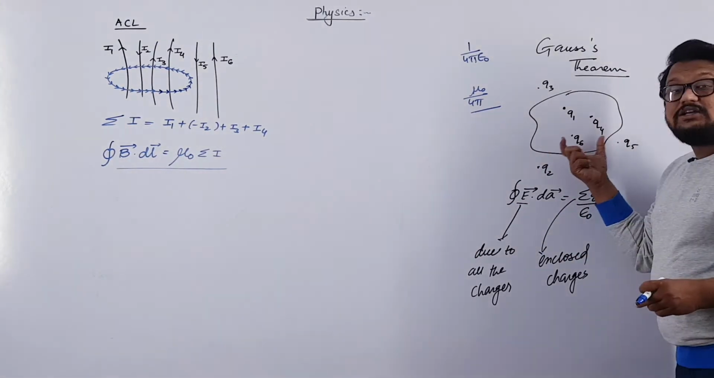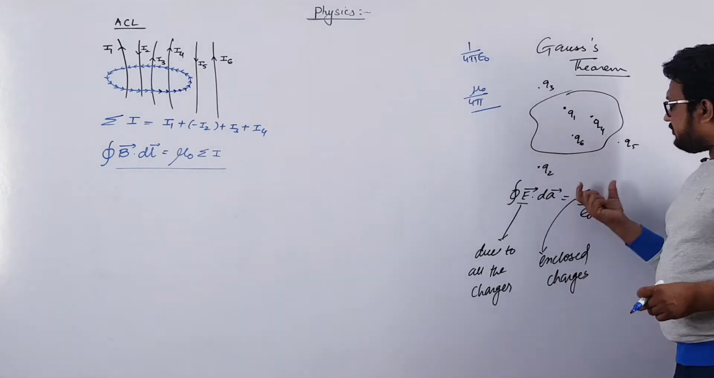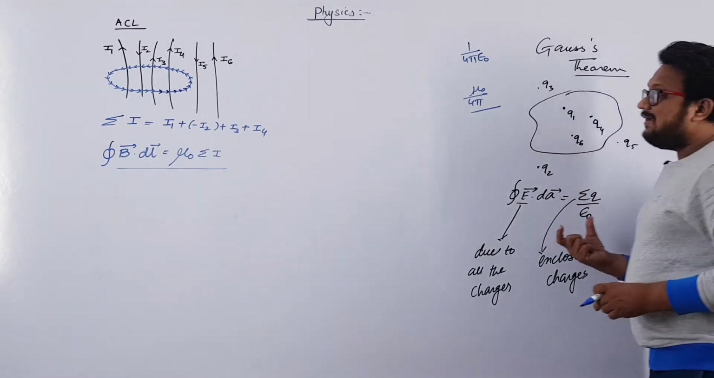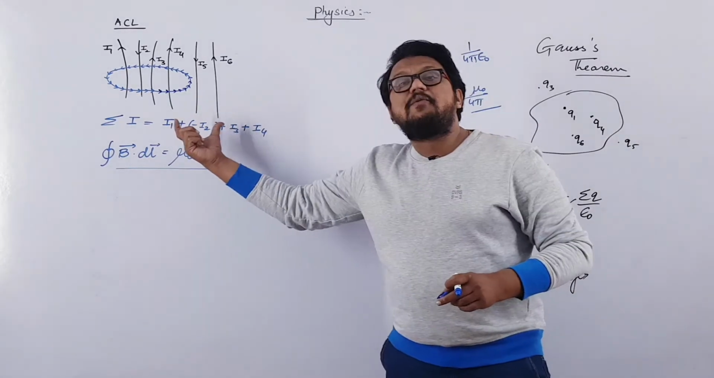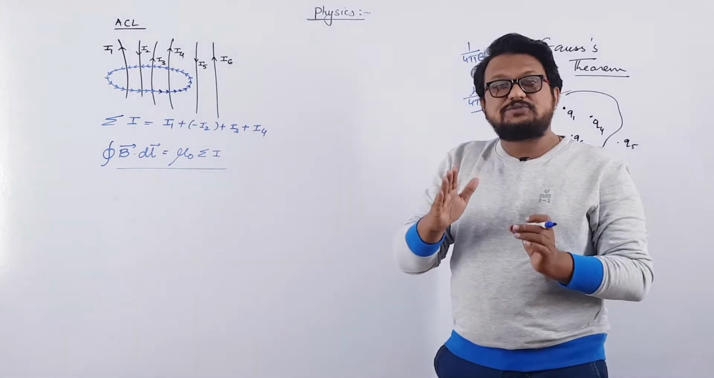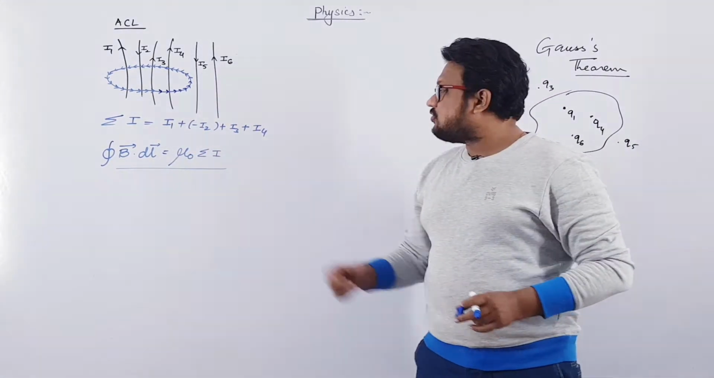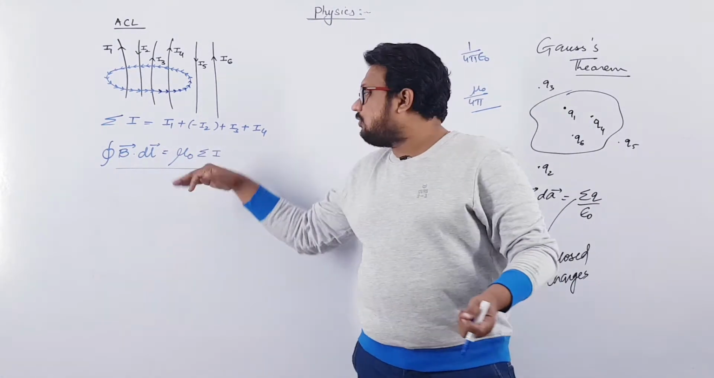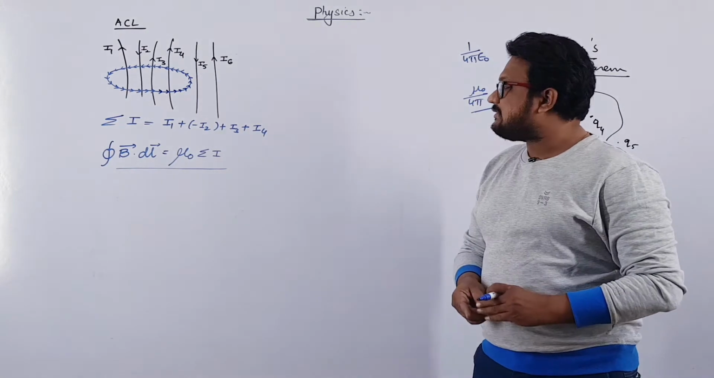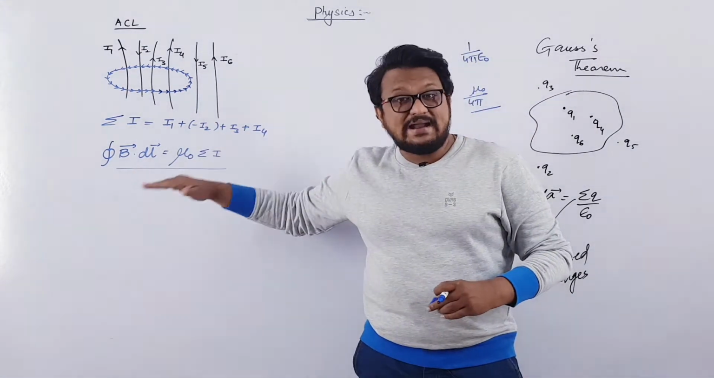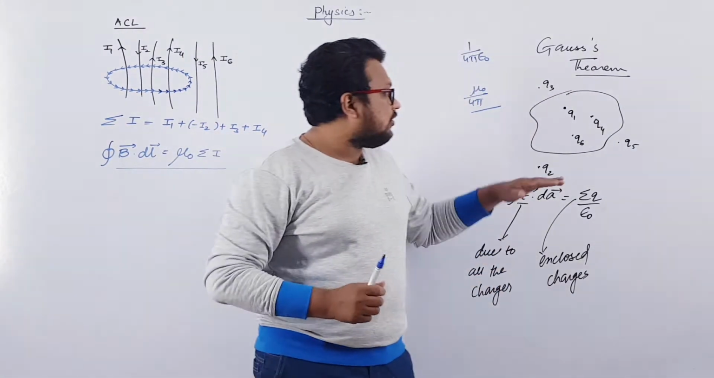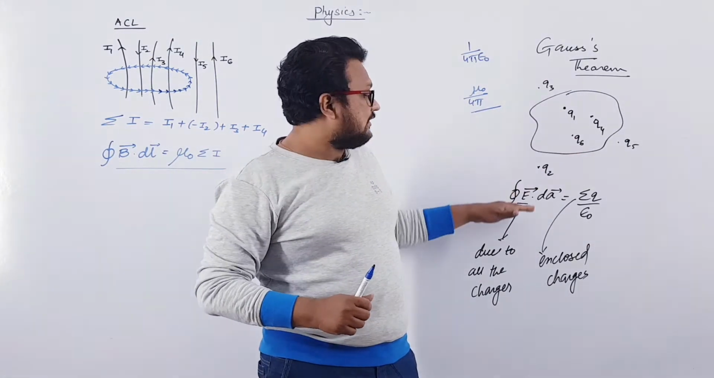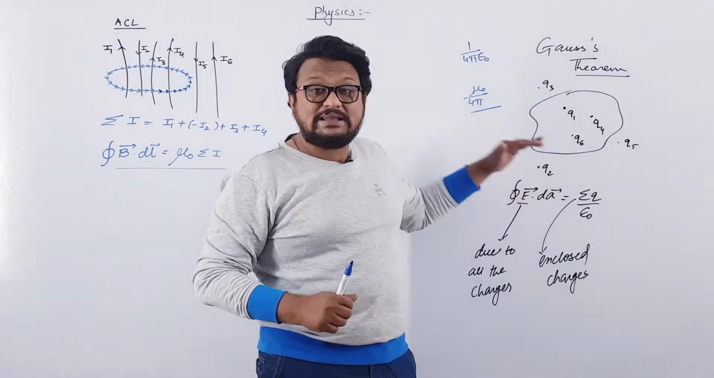Here charges are responsible for electric field, so sigma q upon epsilon naught. Here current is responsible for producing magnetic field, so sigma I. And since epsilon naught is in the denominator, mu naught will be in the numerator, so mu naught sigma I. Remember, this is the line integral. On the other hand, Gauss law is a surface integration, integration E dot dA.